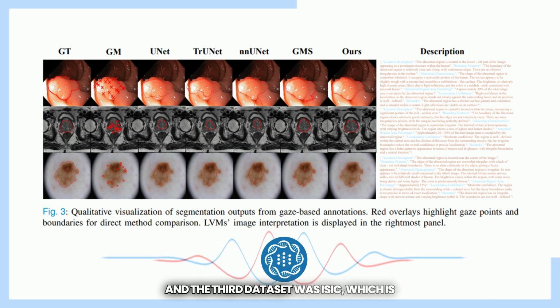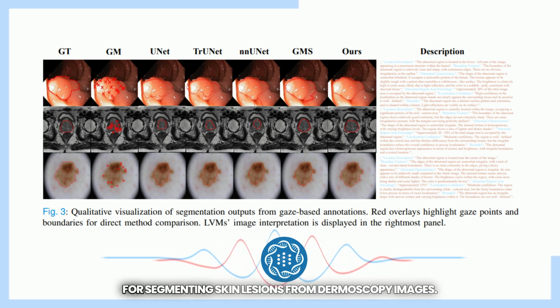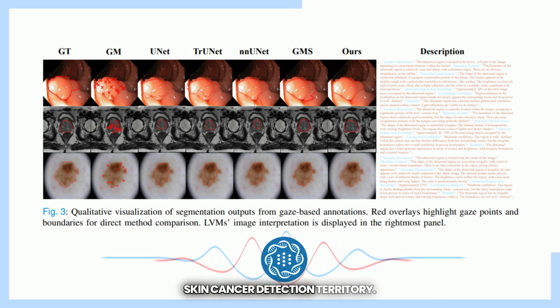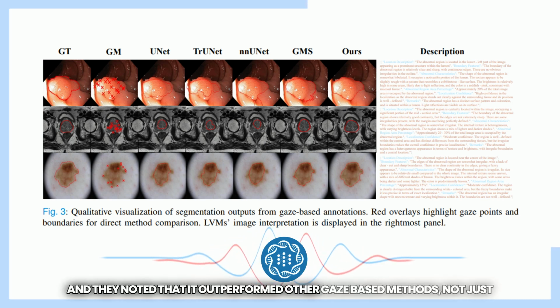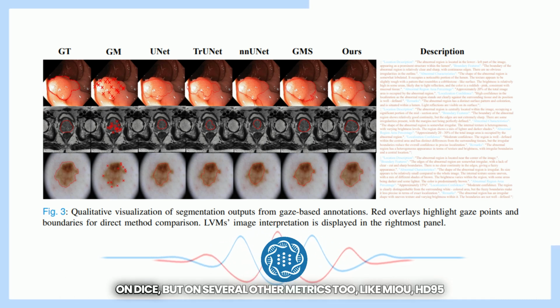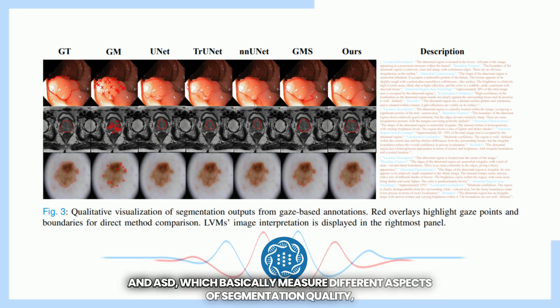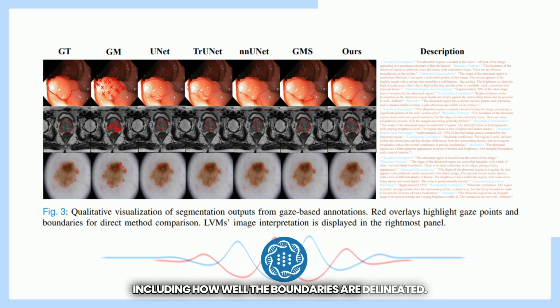Absolutely. And the third dataset was ISIC, which is for segmenting skin lesions from dermoscopy images. Skin cancer detection territory. Right. Here they got a DICE score of 84.22%. And they noted that it outperformed other gaze-based methods not just on DICE, but on several other metrics too, like MIOU, HD95, and ASD, which basically measure different aspects of segmentation quality, including how well the boundaries are delineated.